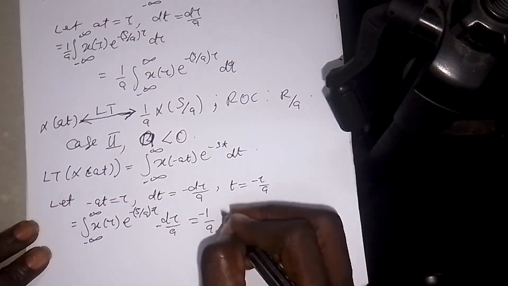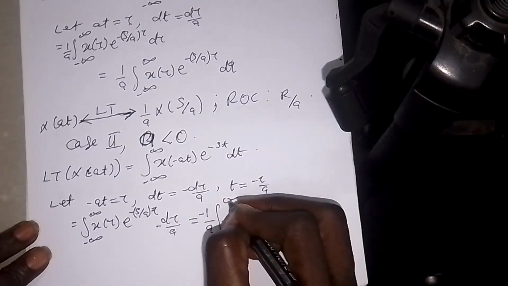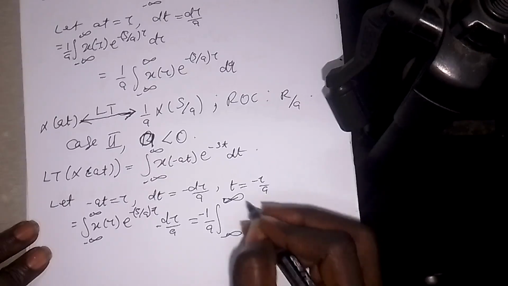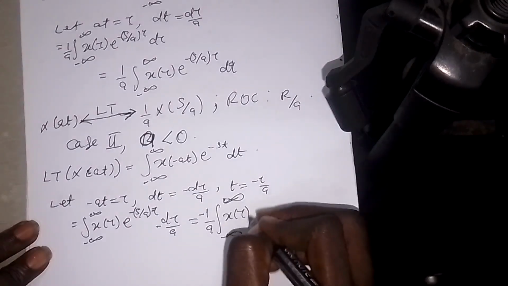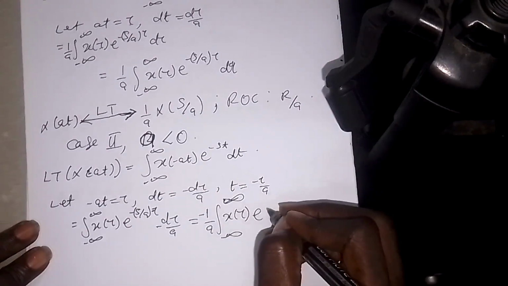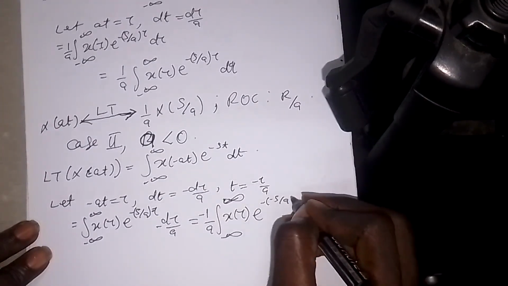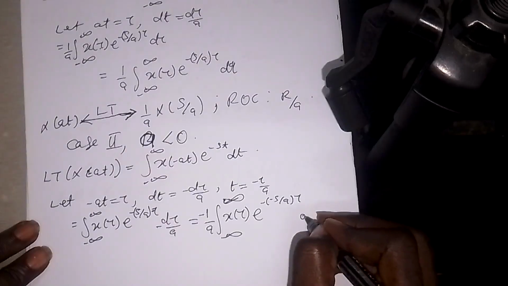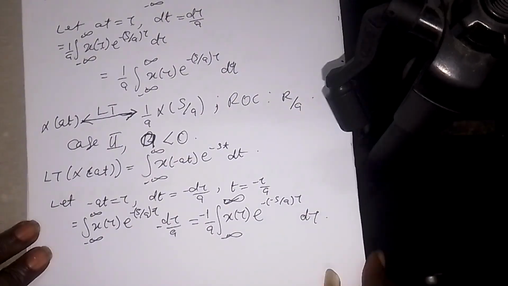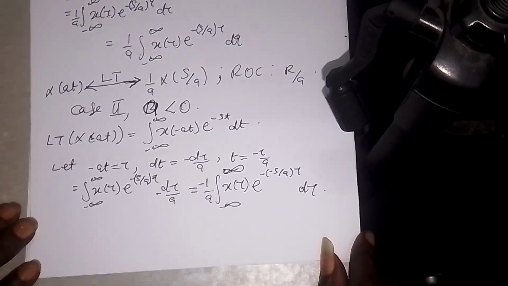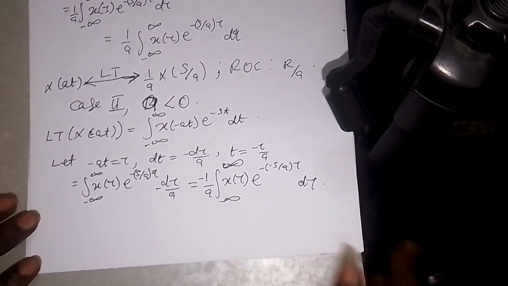So basically this equation now becomes minus 1 over a, integral from infinity to minus infinity of x of tau into e to the minus s over a into tau, d tau. So this is how this equation now becomes.